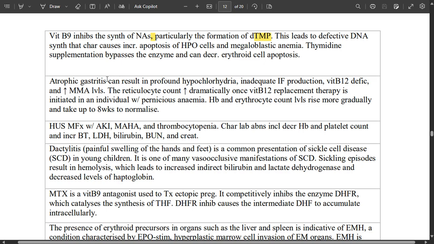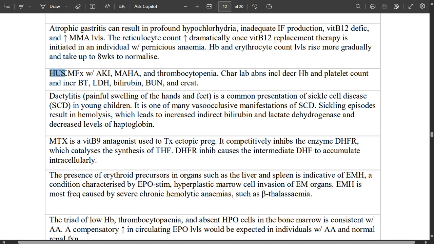So atrophic gastritis is indirectly linked to methylmalonic acid. The reticulocyte count increases dramatically once vitamin B12 replacement therapy is initiated in an individual with pernicious anemia. Hemoglobin and erythrocyte levels rise more gradually, so there are faster increments in the number of reticulocytes, while the mature form of the RBC, that is the erythrocyte count as well as the hemoglobin, rises much more gradually, which takes 8 weeks to almost 3 months to normalize.